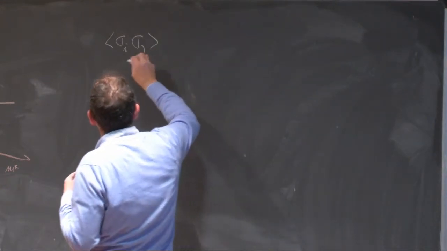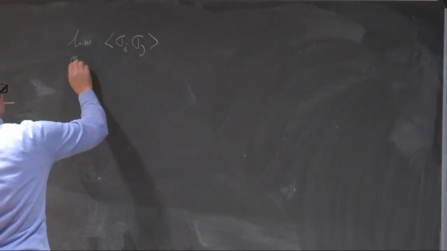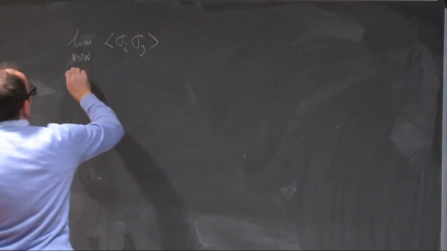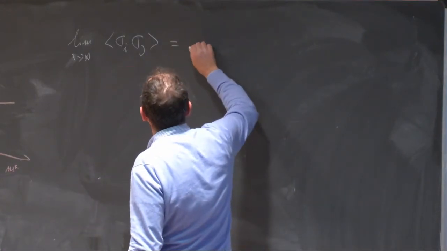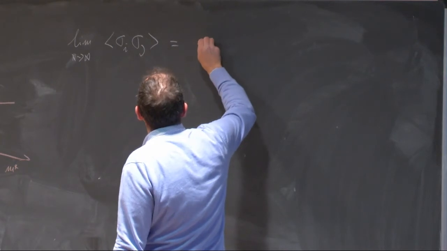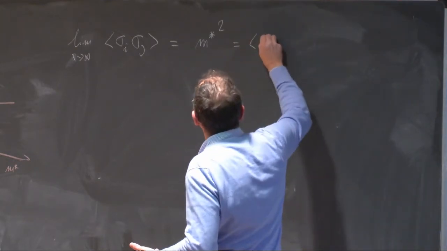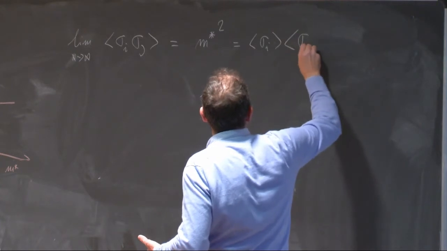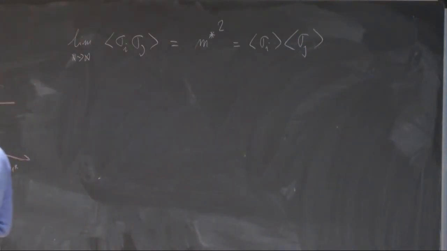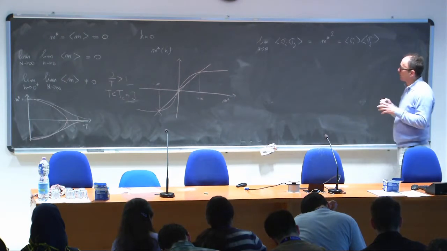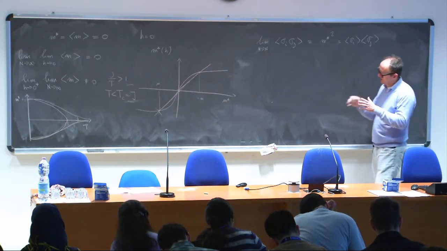So essentially what you will find is that the limit as n goes to infinity of this correlation is equal to m star squared, which is essentially the average of sigma i times the average of sigma j. So spins in this mean field Ising model behave as independent. This is a particular feature of mean field models, which is not true for finite dimensional systems, where instead the correlation may decay with distance.